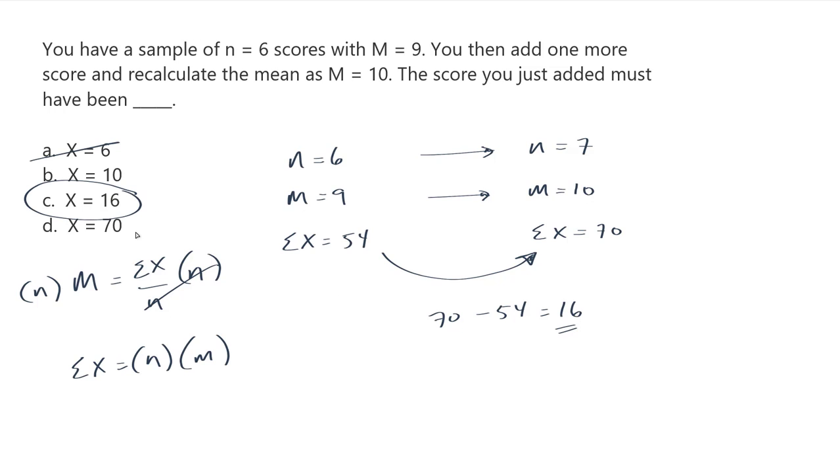So C is the right answer. We added a score of x equals 16. That gave us our new extra score that brought the average up to 10.